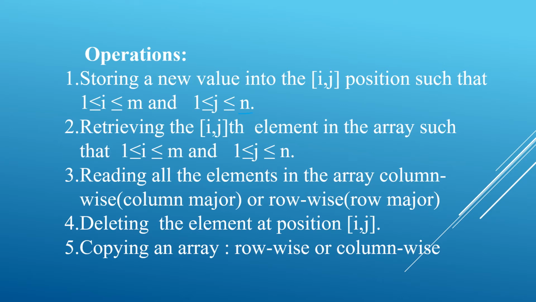Okay, so after that, we also have another operation that is retrieving. Again, retrieving the ith element in the array. Same with the previous one, wherein i is the row number and j is the column number. And then next operation is reading all the elements in the array, either using column-wise or column major, or row-wise, or what we call row major. Okay, later we will have a deeper explanation on that. And then fourth operation, we have deleting an element at the ith position. So if we want to delete an element, we have to specify the position. But since this is a two-dimensional array, definitely we have to specify the row number and the column number. And then lastly, our last operation is copying an array, either row-wise or column-wise. Okay?